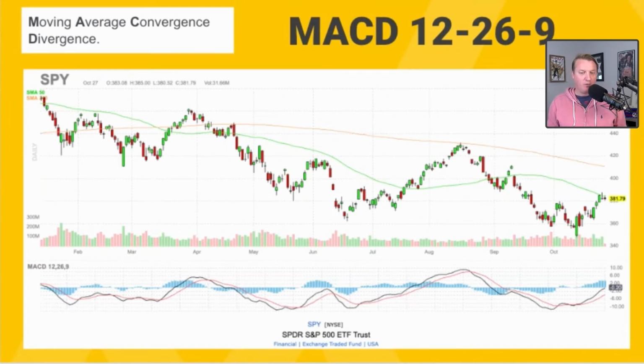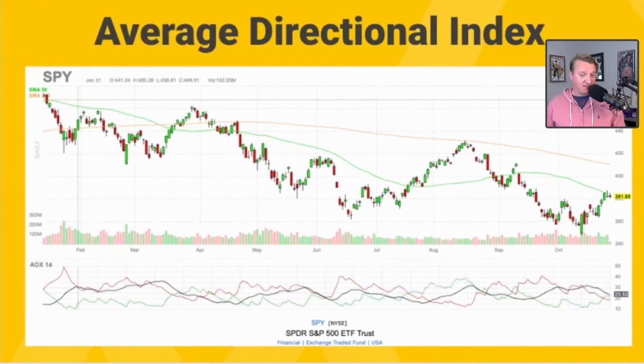So you're looking for a continued divergence between these, and you're looking for this line to continue to move lower for longer. So you need another tool to help you understand whether or not the trend that you are seeing is in place. And that's where the ADX comes in. That is the average directional index.